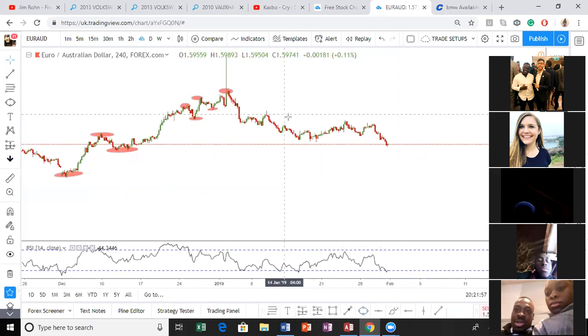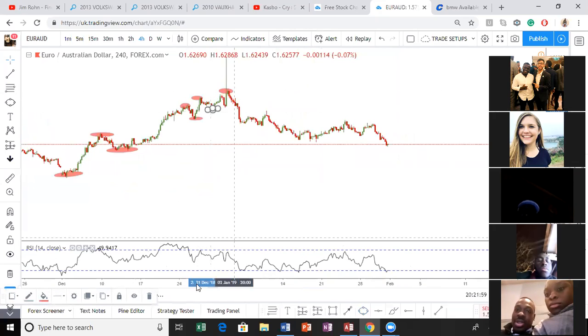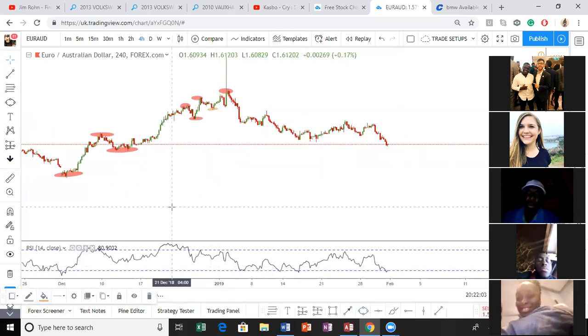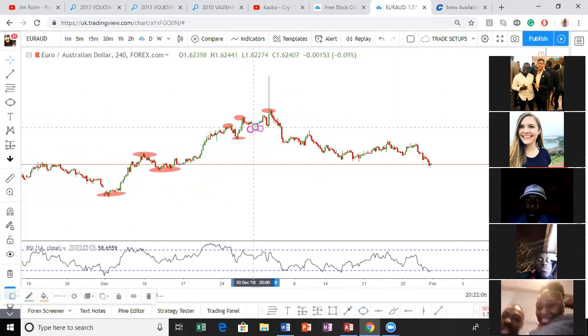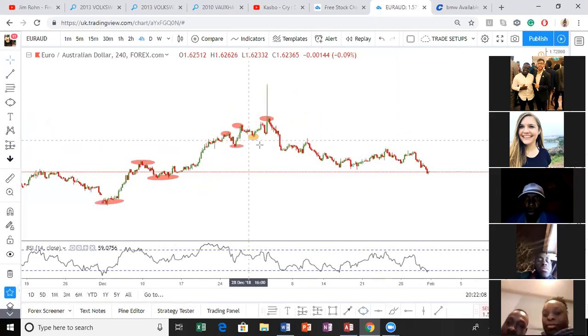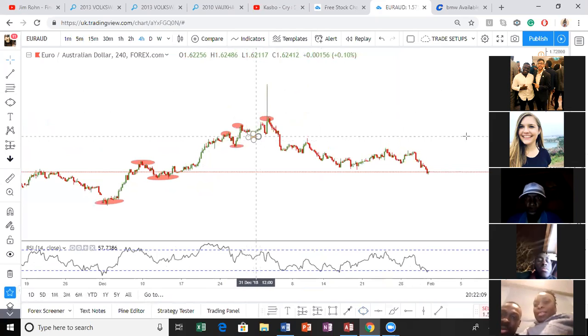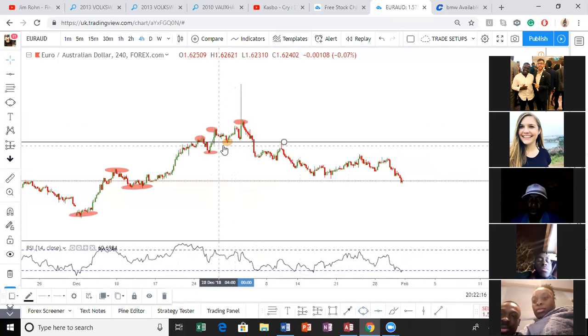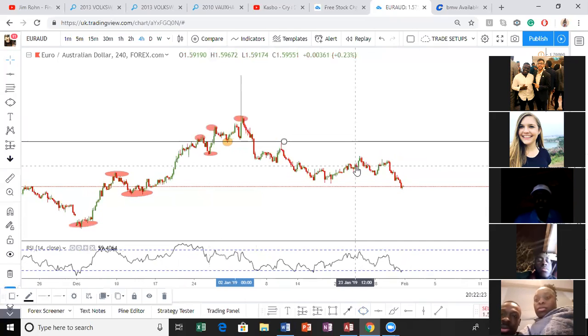As soon as I see this, one thing I'll be paying attention to is this last higher low made. What color should I make it? Let me make it orange. I'll be paying attention to this last higher low, because as soon as price comes back and breaks this point, the last higher low, that's when I know there's going to be a change of trend.